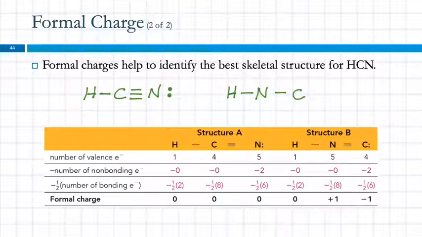Or we could put the carbon over here, and the nitrogen in the middle. This is kind of like what happened with that earlier example with the H2CO. Those are two perfectly good-looking Lewis structures, but one of them is better than the other. And formal charges can help us. So the idea here, and see how the book made this really complicated table down there.